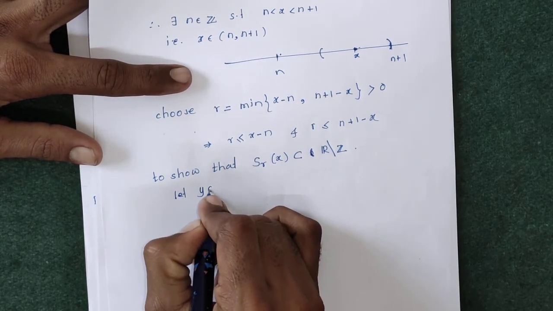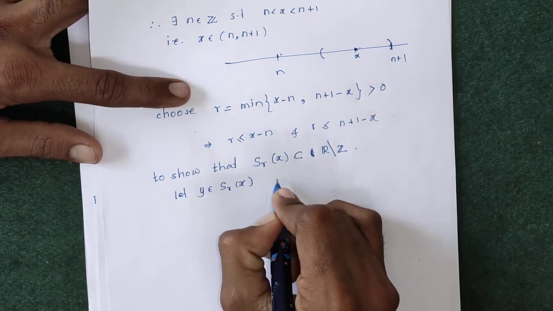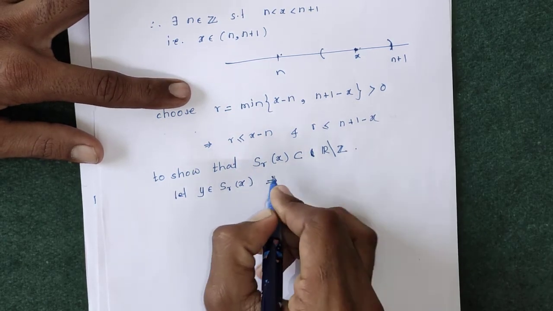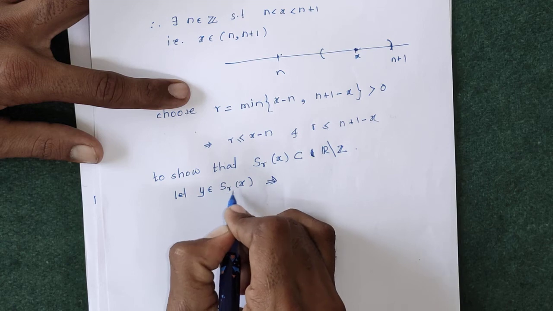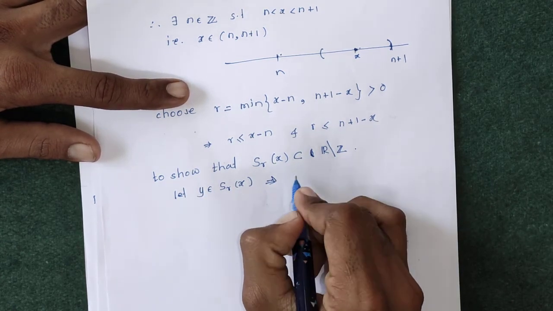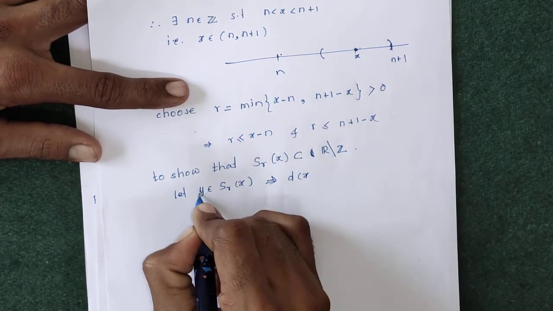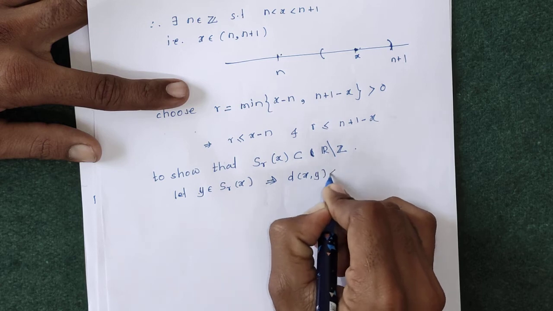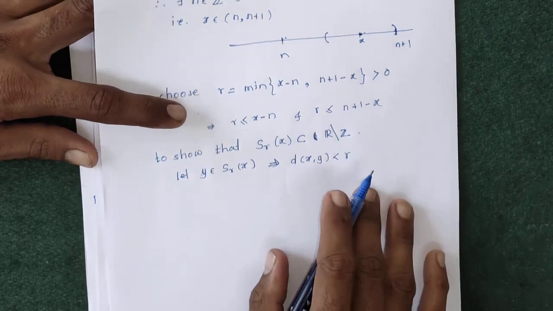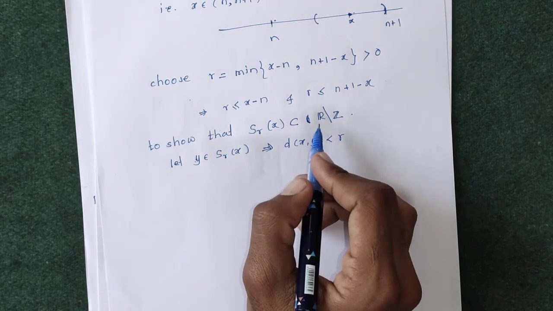Let us suppose y is an element of S_r(x). After that we can say that the distance between x and y is surely less than r, since y is an element of the open sphere, and by the definition of the open sphere, the distance between x and y is strictly less than r.